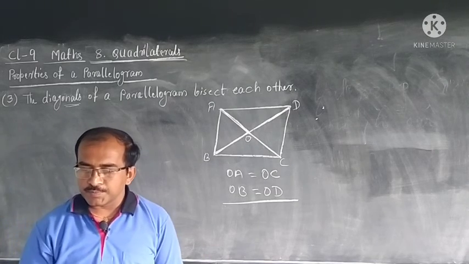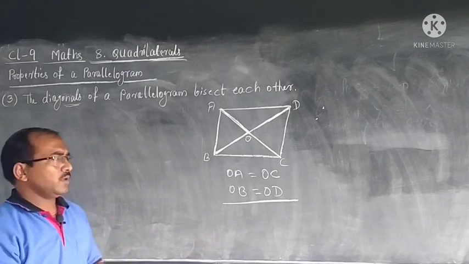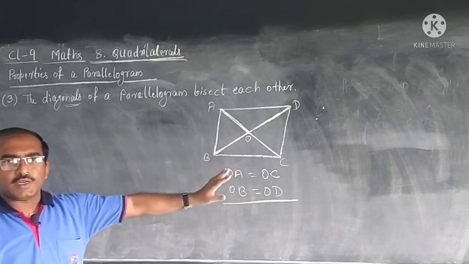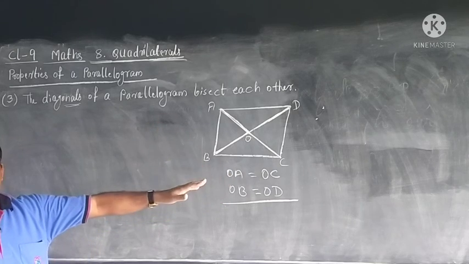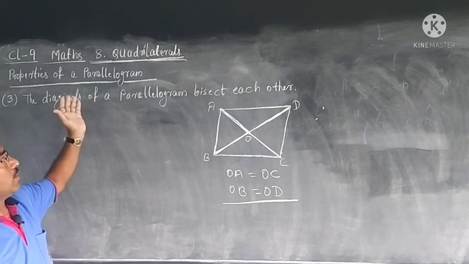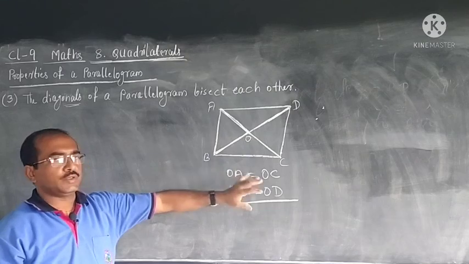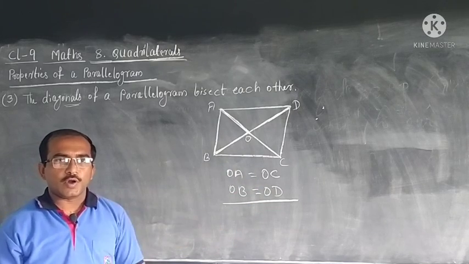Then next is the reverse: if the diagonals of a quadrilateral bisect each other, then if any quadrilateral has diagonals bisecting each other, it will be a parallelogram. Or if in a parallelogram the diagonals are intersecting each other, they will be halved. I hope you have understood this property.